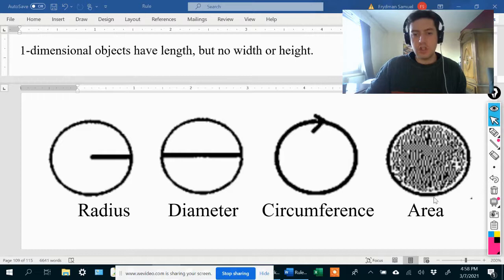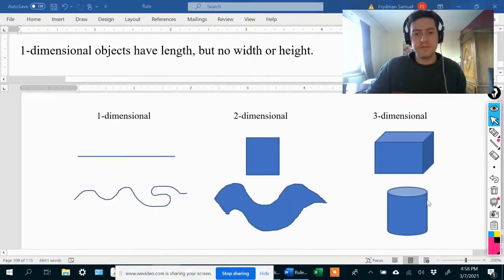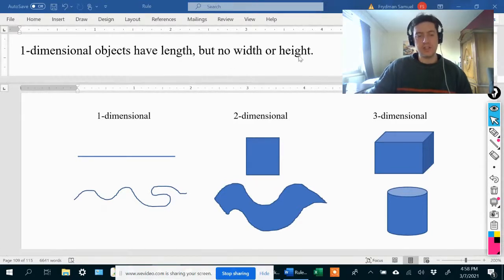So let me scroll down here. Okay, so one-dimensional objects have length, but no width or height. So for example, these two objects over here would be one-dimensional. They have length. You can see this line over here. It has a length, but it doesn't have any width and it doesn't have any height. Okay, so it's just one-dimensional. The only dimension it has is length.